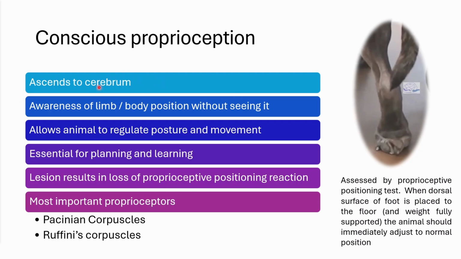So conscious proprioception ascends to the cerebrum, which is why we call it conscious, but you're not conscious of it. It gives you an awareness of the limb and body position without having to look at that limb. It allows you to regulate your posture and movement, essential for planning and learning. And the most important proprioceptors are the Pacinian corpuscles and the Ruffini corpuscles, which are on the joints.